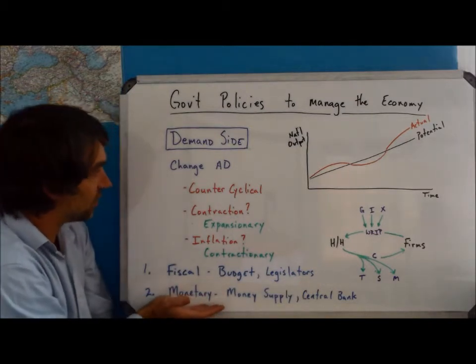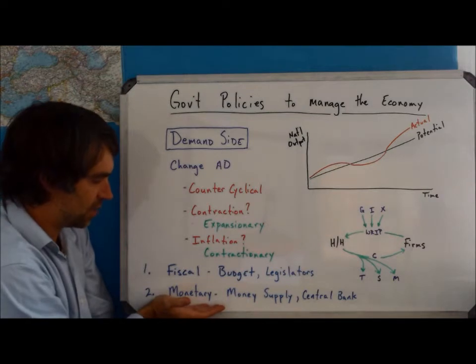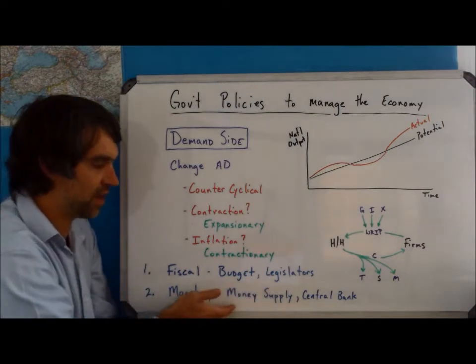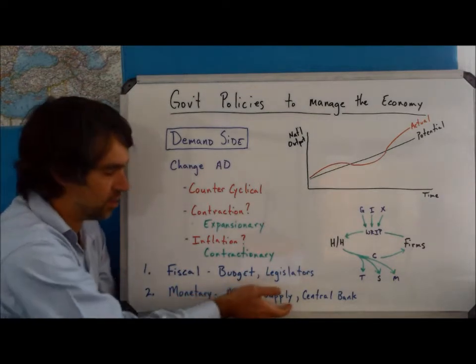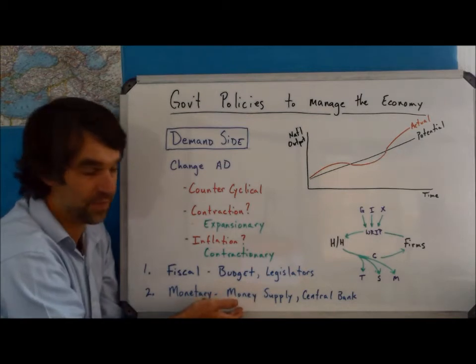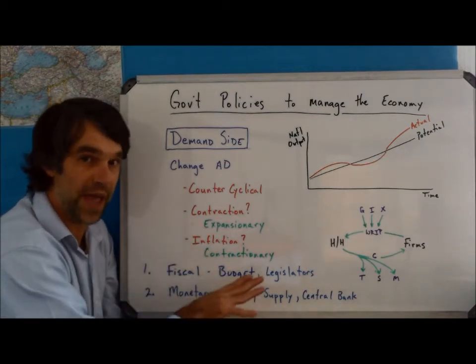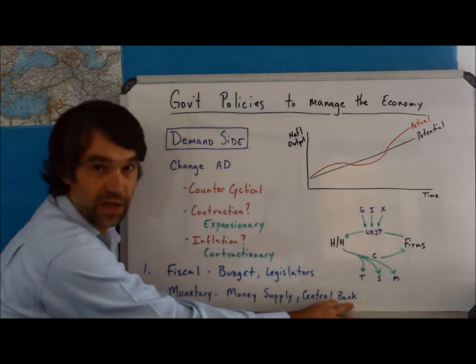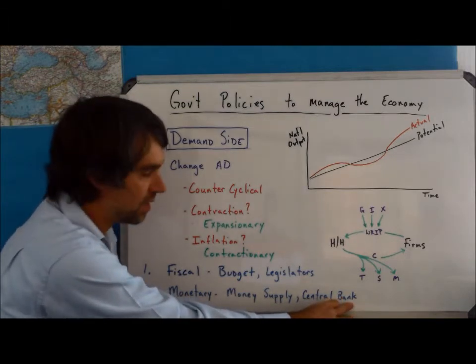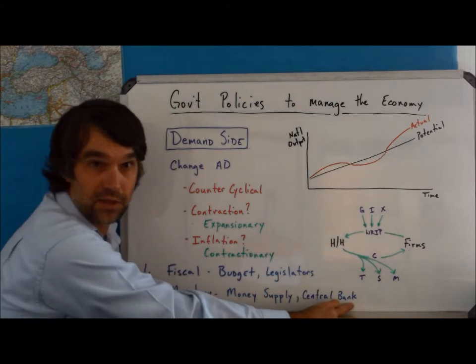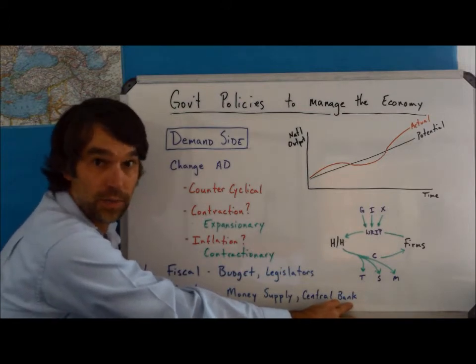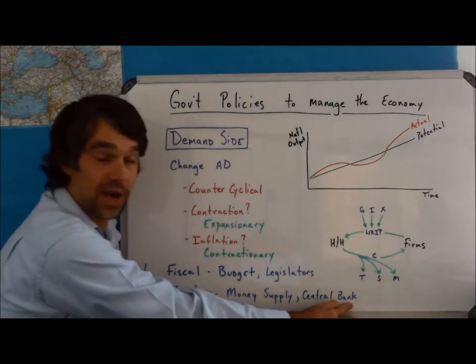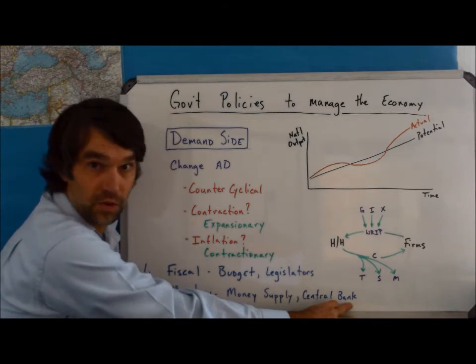The other major way of changing aggregate demand is by changing the amount of money available in the economy. This is what is referred to as the money supply. This is done through banks, and it's controlled by the central bank of a country. Each country has a central bank. In the European Union, this is called the ECB, the European Central Bank. In the United States, it's called the Federal Reserve.